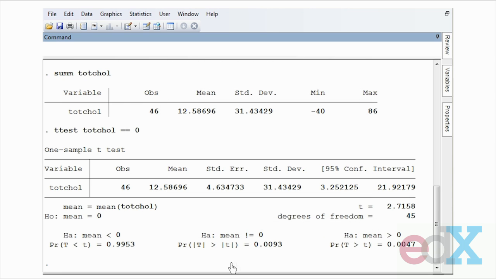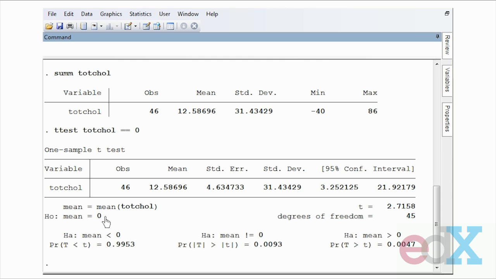And what do we get? Here it is, the total cholesterol: the 95% confidence interval for the difference in cholesterol levels between visit 2 and visit 1 is 3.25 to 21.92. So this does not include 0, so we know that the confidence interval approach to testing the null hypothesis, that the difference is 0, would reject that null hypothesis at the 5% level.